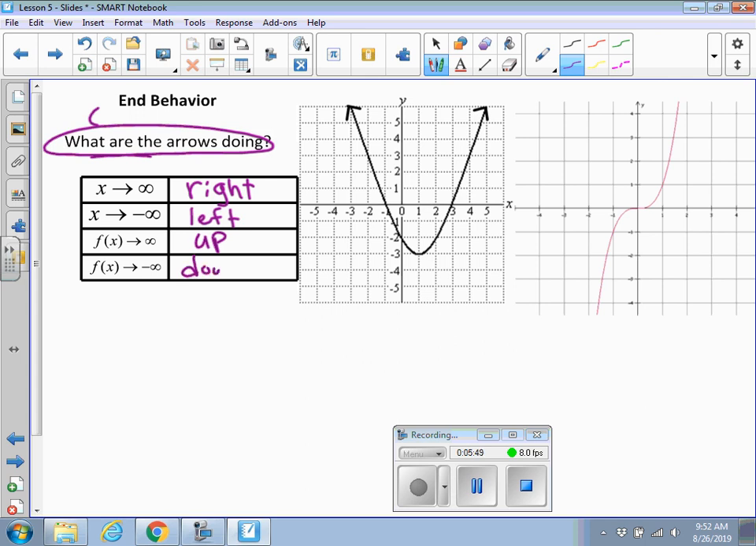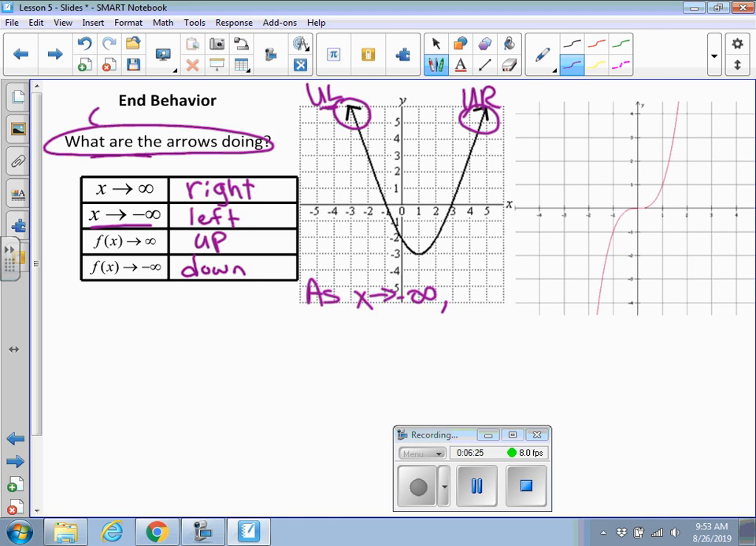If you take a look at our first graph, our quadratic that we've used the whole time, notice this arrow right here is going up and to the left, whereas this arrow is going up and to the right. This is how we describe our end behavior, kind of like in the form of a sentence. So as x approaches negative infinity. Why is it negative infinity? Because I'm going to the left. We describe x first and then the y, or the f of x.